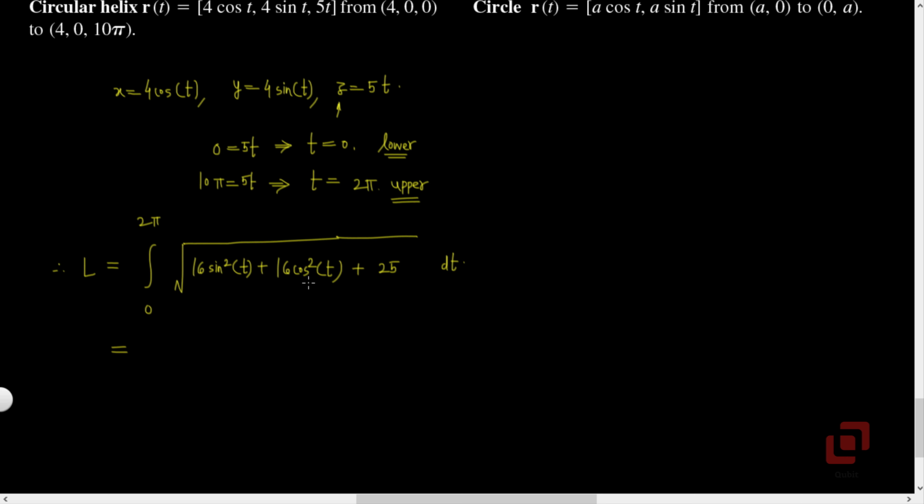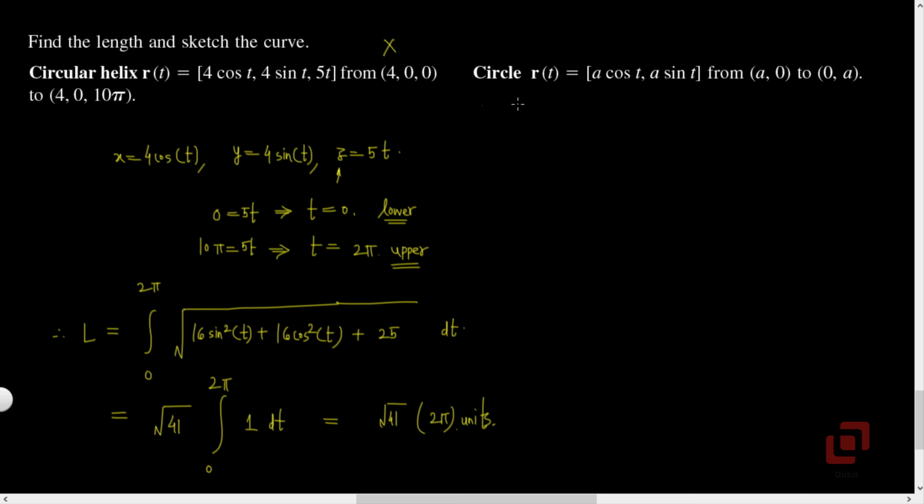We now know that sin squared t plus cos squared t will be 1. So we have root of 16 plus 25, which is root of 41. That being a constant, let's take it outside. Integral 0 to 2 pi of 1 dt, which is equal to root of 41 into 2 pi. Integral of 1 is t. On substituting the upper and the lower limits and subtracting, we will get root of 41 into 2 pi units. So this is the length of the circular helix from (4, 0, 0) to (4, 0, 10 pi).